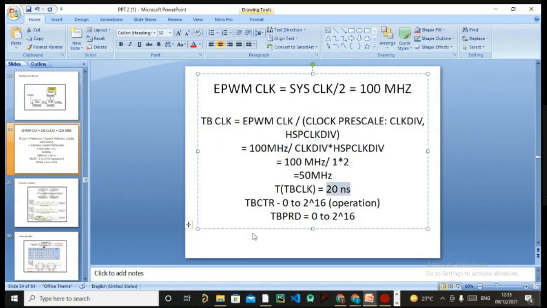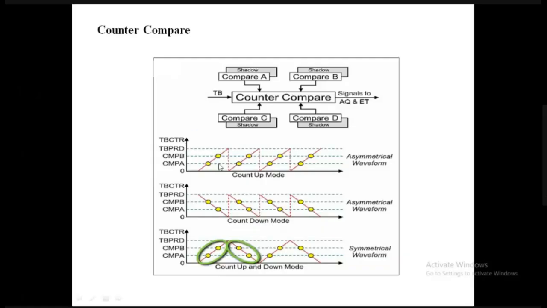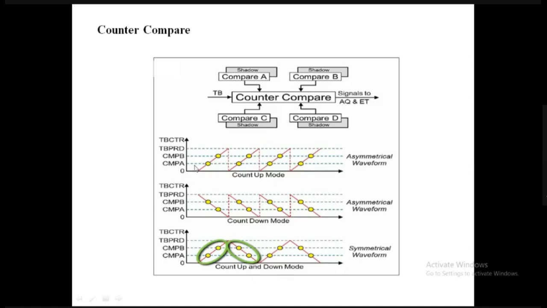Now, in this slide, if you see, there are three types of counter shown. One is up count, another one is down count, and the third one is up-down count mode. In up count mode, you can see my time-base counter starts from 0 and counts up to TBPRD. TBPRD is the time-base period register, which has a certain value limited from 0 to 2 to the power 16. The time-base counter is the counter in the time-base module which performs this counting operation. The time for counting each step is TBCLK, equal to 20 nanoseconds. Now this is about counting.